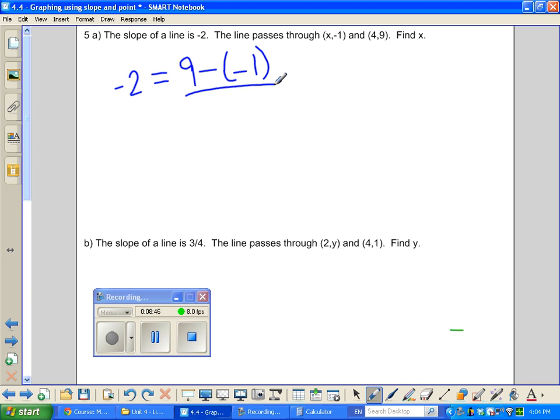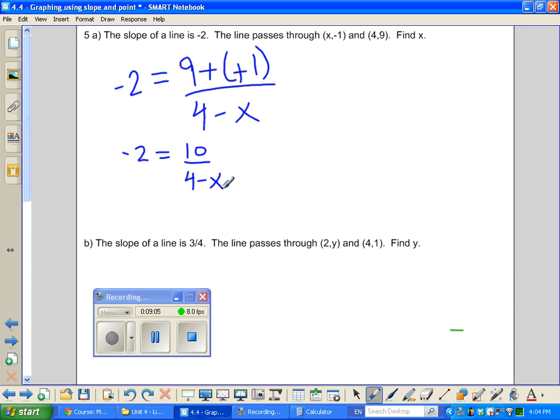Right, that'll eventually give us a plus. x2 minus x1 is 4 minus x. We don't know what x is. We can simplify the top of this equation, right? 9 minus minus 1 is 9 plus 1. Negative 2 equals 10 over 4 minus x.